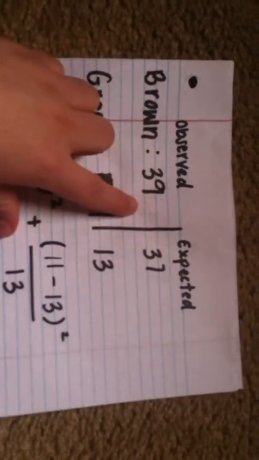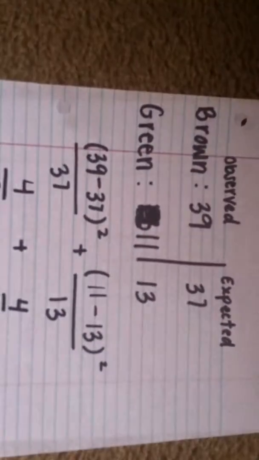And this is what I got. Our observed brown was 39. Our observed green was 11. And our expected was 37, and it was 13. So how I did the equation was observed minus expected.